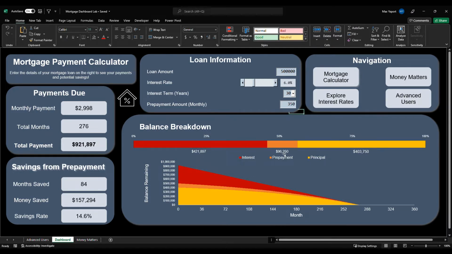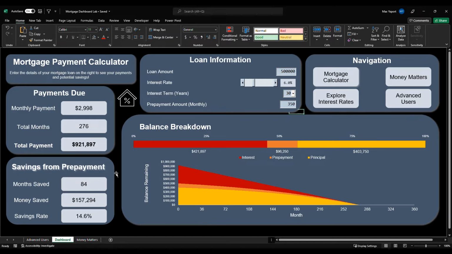And down here you'll get a balance breakdown of how much you're spending on interest, prepayment, and principal, as well as your balance remainder over time up until the end of your loan. On the left we have payments due. We have it broken down by total monthly payment, total months, and then total payments over time.